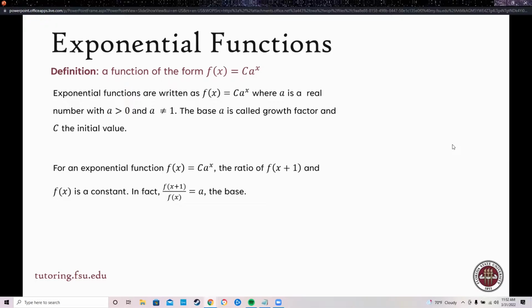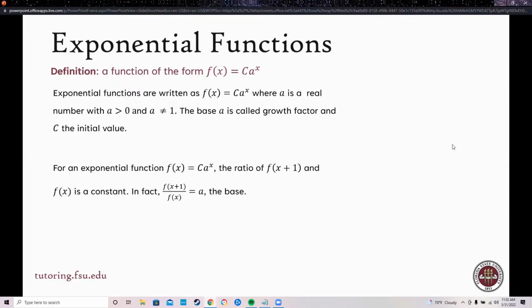In this clip, we'll talk about exponential functions. Exponential functions can be written in the form f(x) = c·a^x, where c is just any constant or real number, times a raised to the x. Typically, a is also a real number, and it makes it exponential when the variable x becomes the exponent. When a is greater than 0, a is called a growth factor, where c is like your initial value because it's a constant.